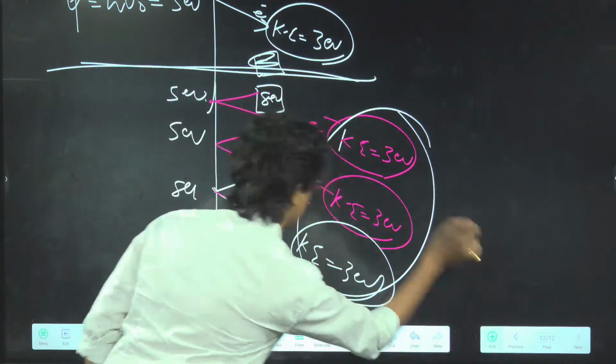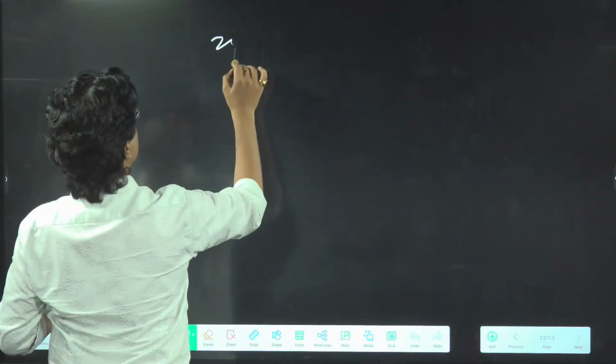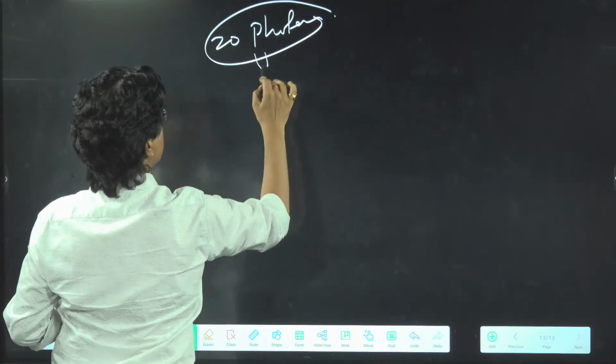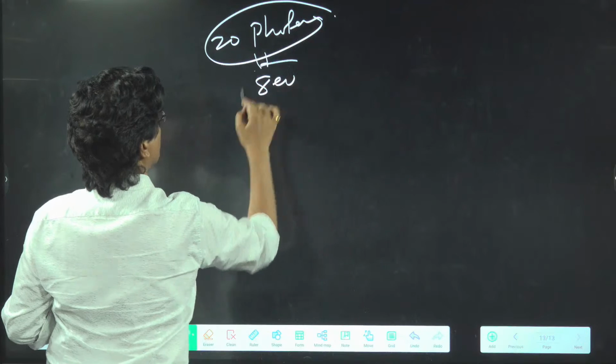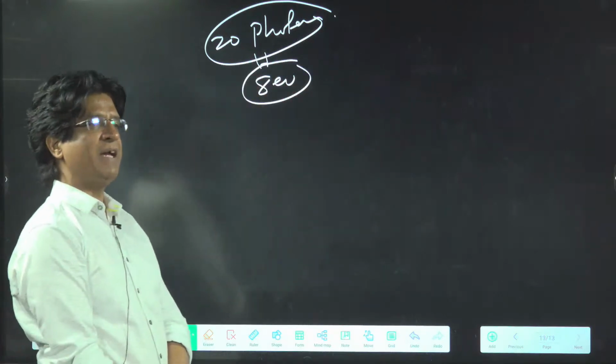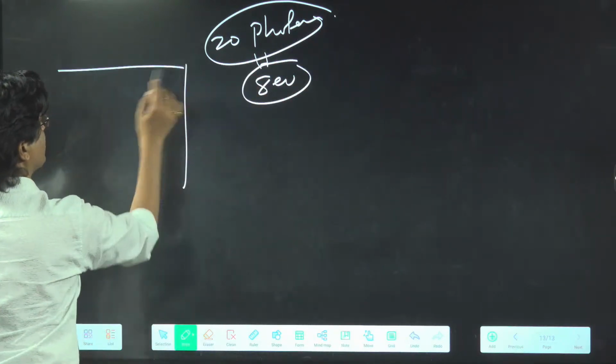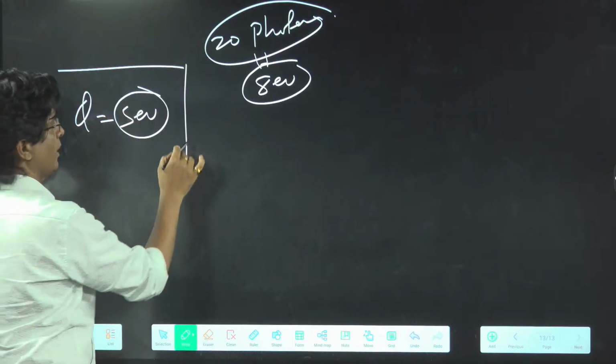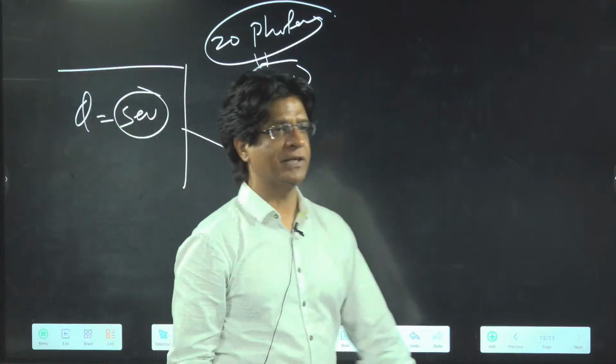So let me ask you one question. Suppose we have 20 photons coming, each having the energy of 8 electron volt, and this is the metal surface which has phi equal to 5 electron volt. Are you getting it? How many electrons will be ejected?